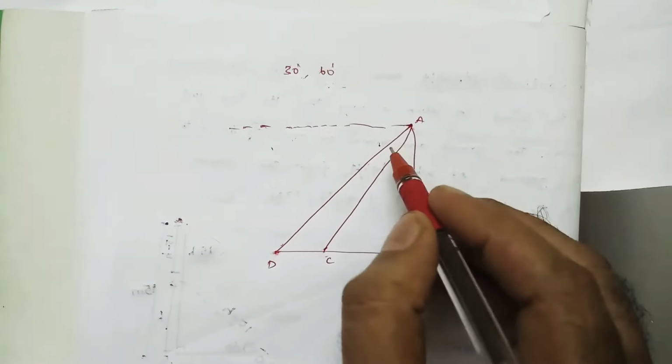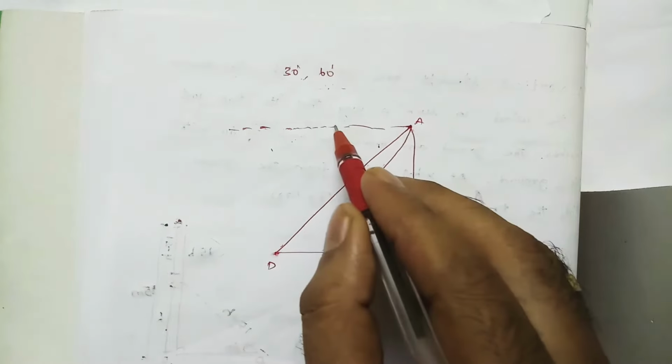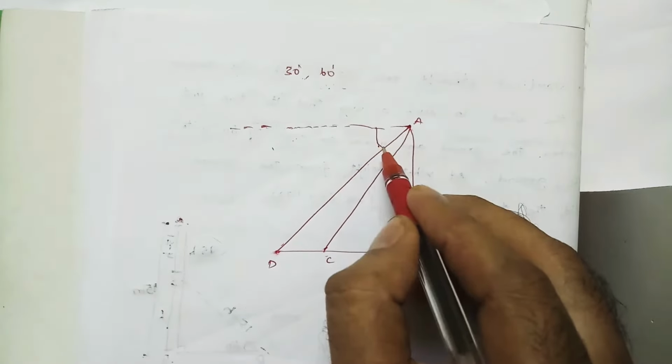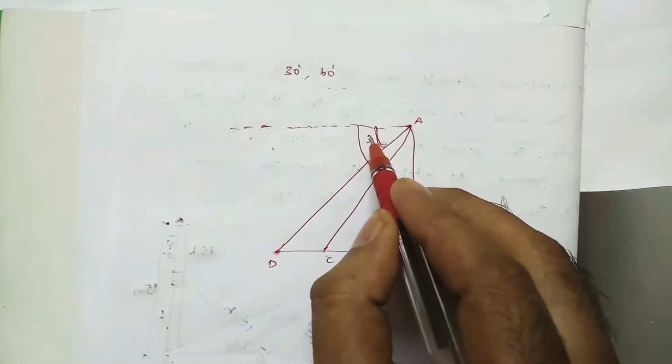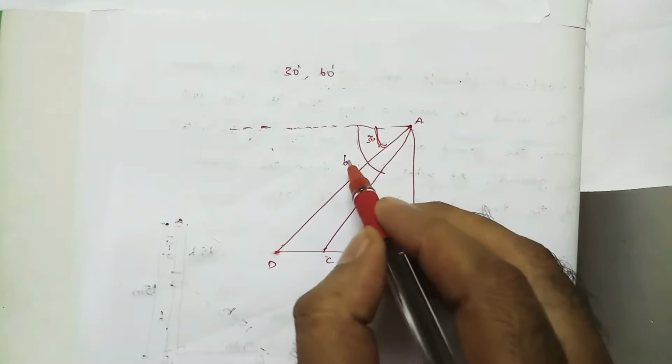We can see very simply. Which is the smaller one? The angle between the line of sight and the horizontal line. This is the smaller one, and this other angle is the bigger one. So this angle is 30 degrees and this bigger one is 60 degrees.